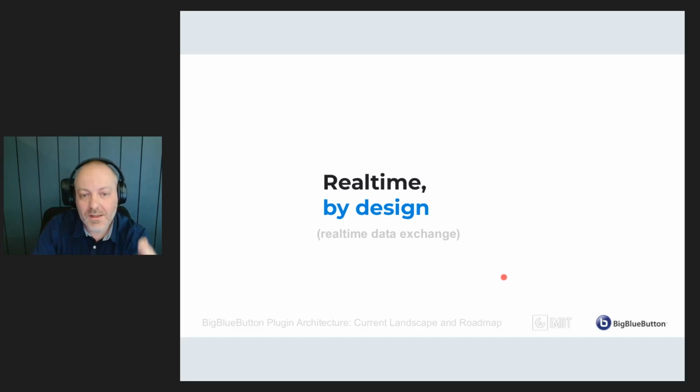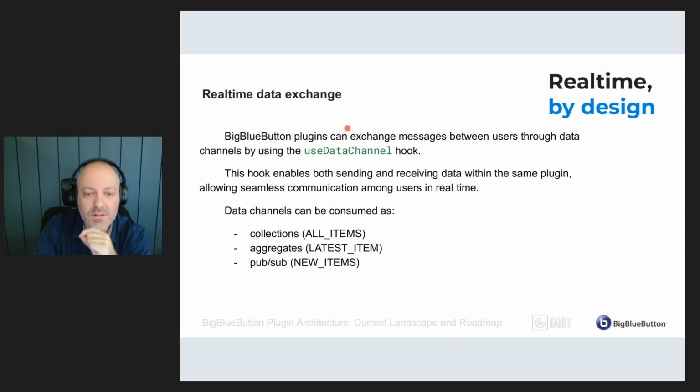And we have the real-time data exchange that is also known as data channels. You can consume the data channels in three different ways. As a collection, for example: let's say one plugin running in one browser and the same plugin running in another browser. When this plugin adds the information, the other plugin receives it. This is the data channel, and it's scoped to the meeting and to the plugin itself. It can be used as a collection, as an aggregate, or as a pub sub.